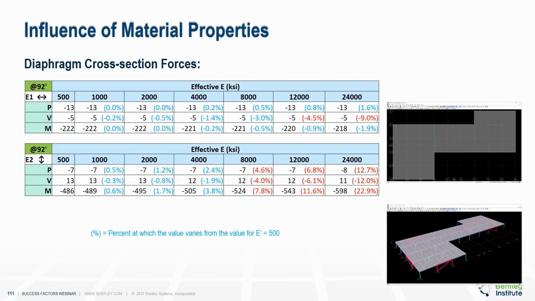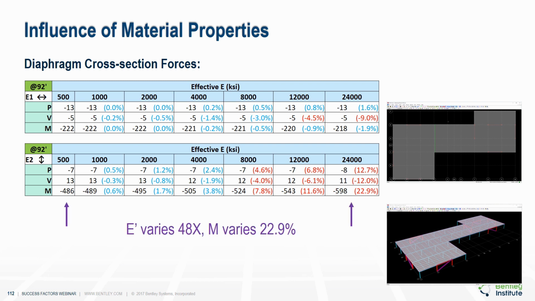So again, now let's take a look at diaphragm section forces. And when we do that, now we start to see more variation. The magnitude of forces in the diaphragms starts to vary more based on the effective E that you use. So that would indicate don't be off by a factor of 48. Make sure that the effective E that you use is something close to what really is there in the structure.